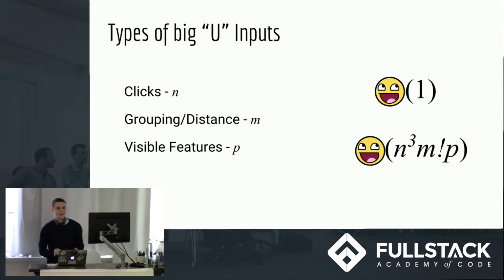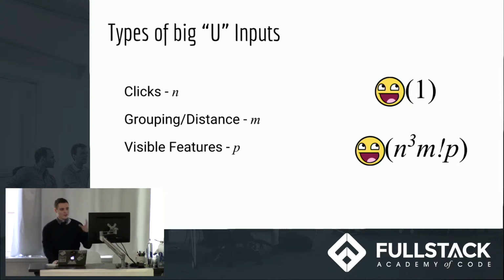We have some different inputs, just like we have with Big O. With Big U, we have clicks, that can be an input. We have grouping and distance, that can be an input. And visible features, that can be an input. And just like Big O, with Big U, a Big U of 1 is really great. And then there's an example of what's not a very good Big U. That's a user experience complexity. That's something we want to avoid.